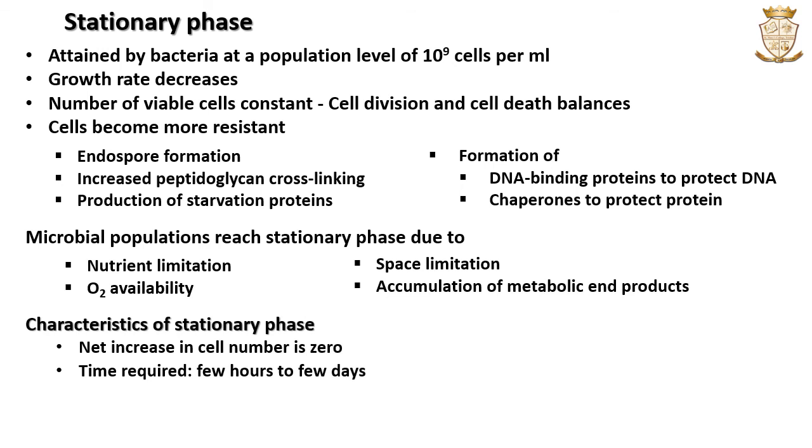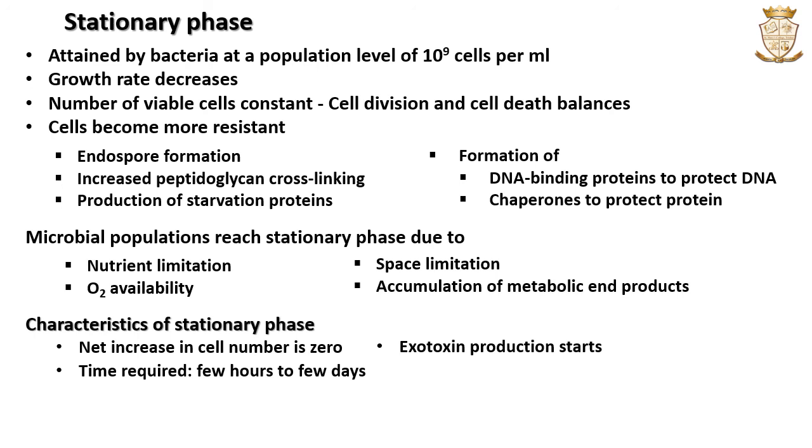Now, what are the characteristics of the stationary phase? There is no net increase in cell number. Due to the balance between cell division and cell death, there is no net increase in the cell number. The size of the population remains constant. The rate of cell division is balanced with the rate of cell death. Generally, the time required for attaining a stationary phase depends upon the type of organism and also on the cultural conditions, but generally it ranges from a few hours to a few days.